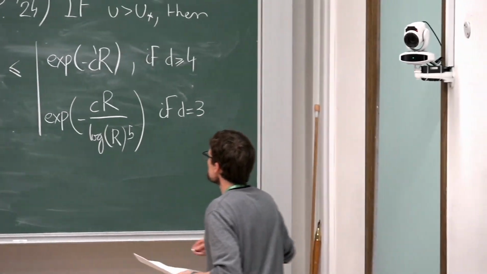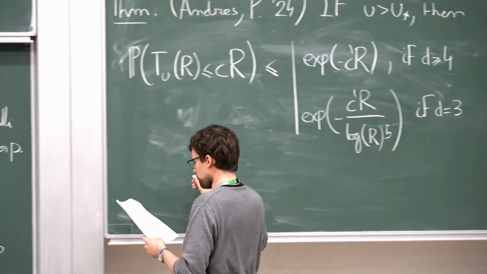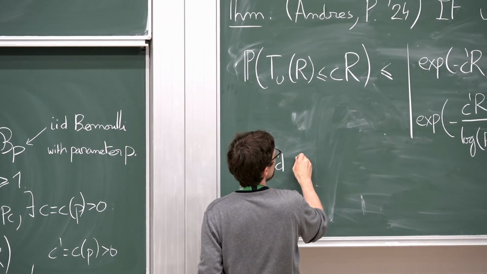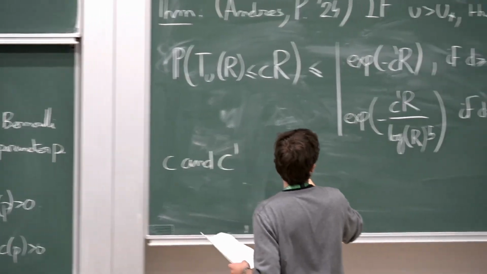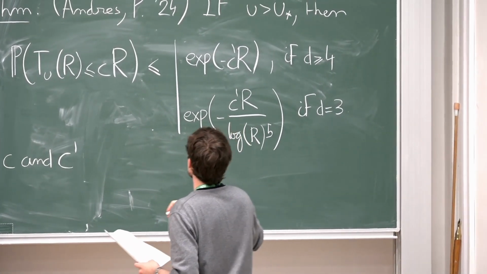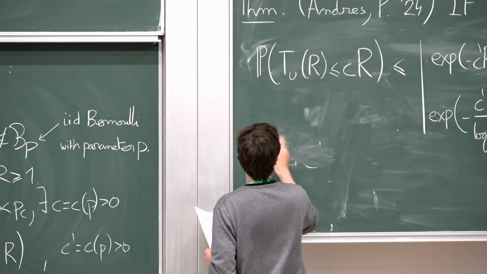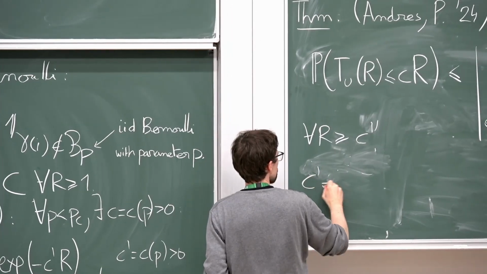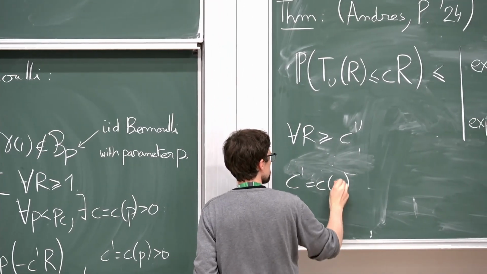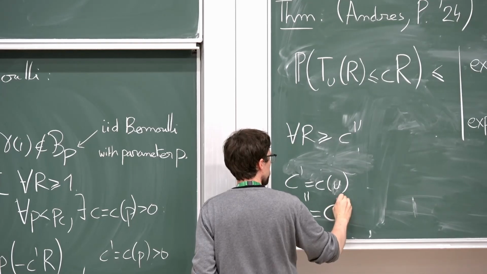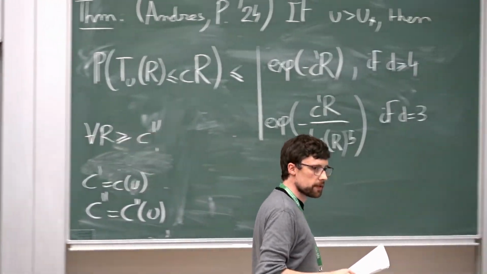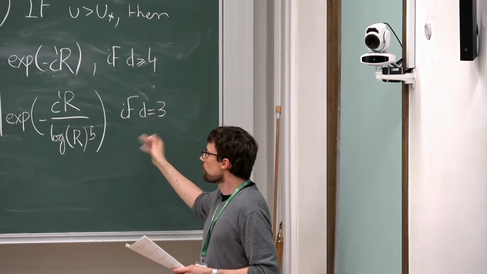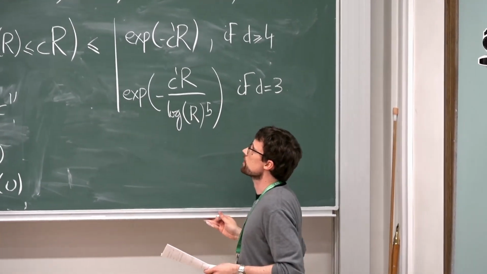The other question, as before, that I need to mention is the constants C and C prime. I should also mention that this is not true for all R. This is all true for R larger than C second. So C prime depends on p and u, and C second also depends on u. This is all non-explicit in how it depends on u. You fix u, which is subcritical, as before, and then you have some constants that depend on u in some way that you don't control.